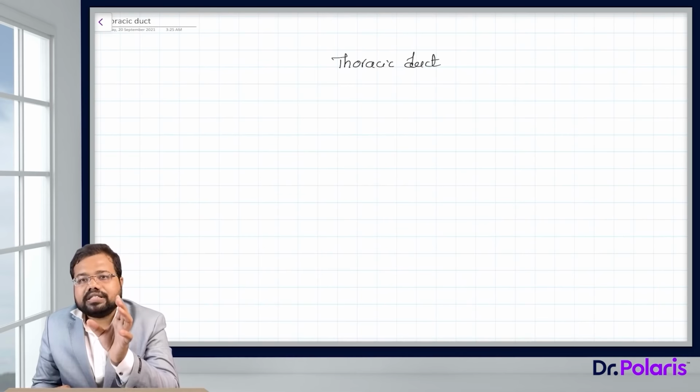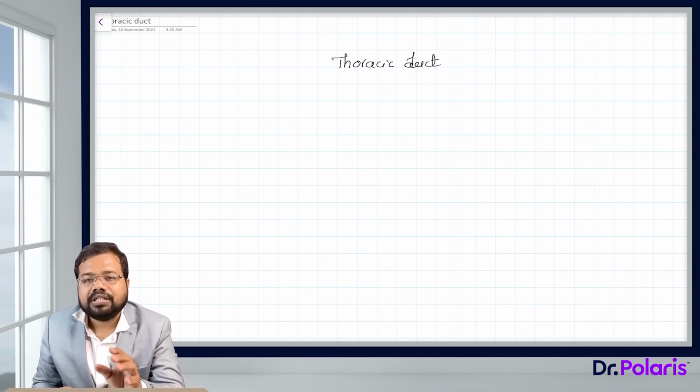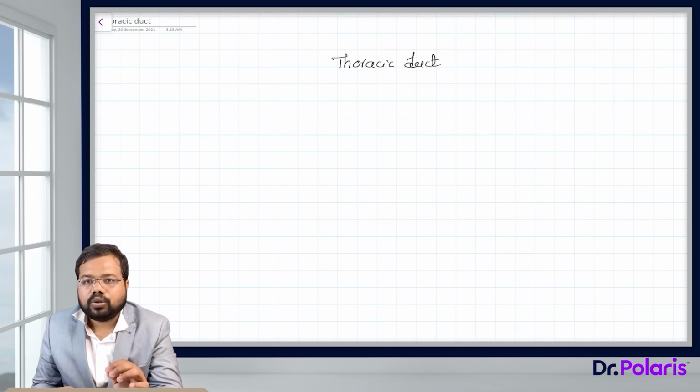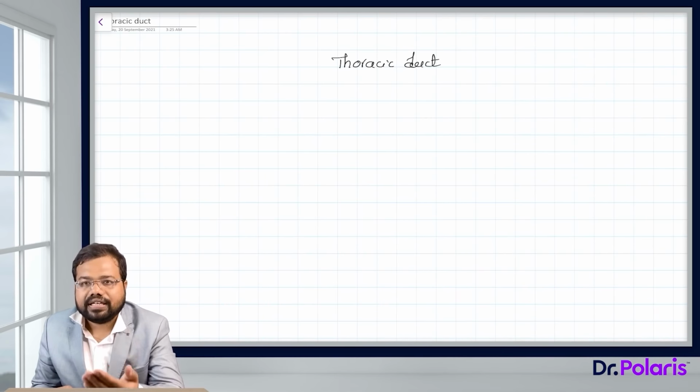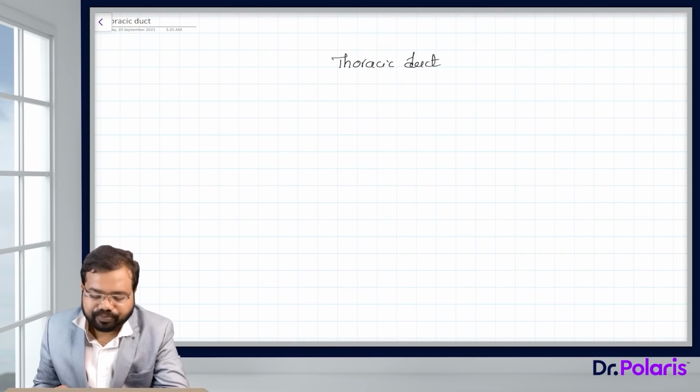As this duct is majorly passing through the thoracic region, the name thoracic duct is given. It doesn't mean that it is present only in the thorax. So what is this thoracic duct? What is its length? Where does it originate? Where does it end? What are the relations? These are the things that we will be discussing today.